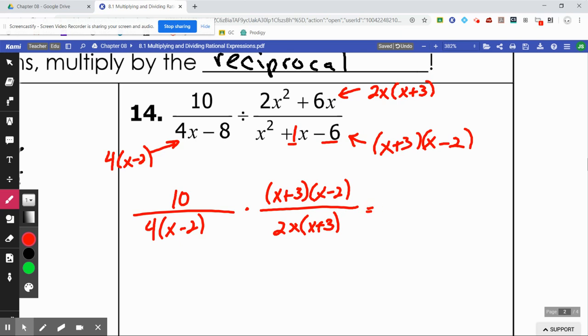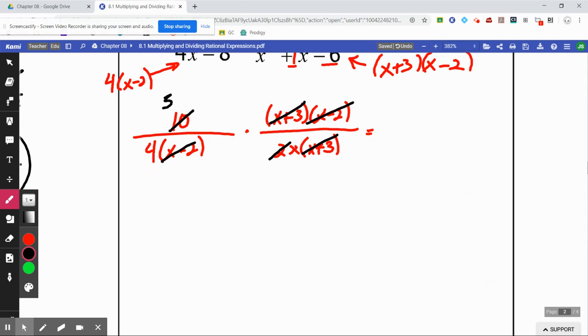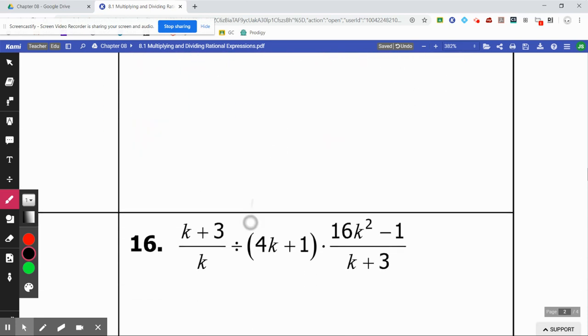Flip and multiply. Let's cancel out all of our monomials. The 10 and the 2 leaves you with a 1 and a 5. Let's see, that's about it. The x minus 2's will cancel each other out. The x plus 3's are on top and bottom. So on top, you are left with simply the 5. And on bottom, you're left with a 4 here and an x here. So 4x, 5 over 4x. Number 15.